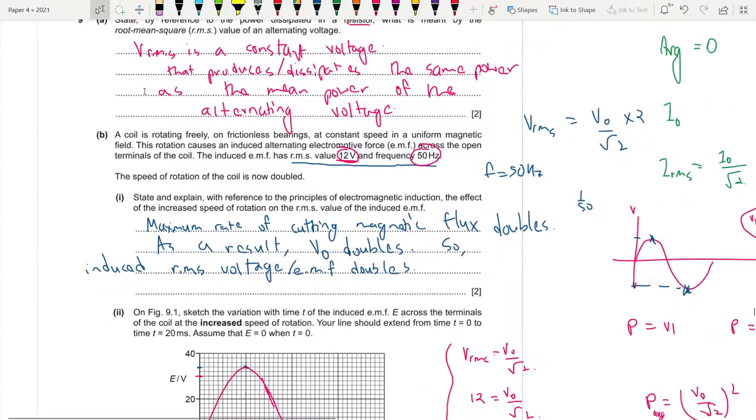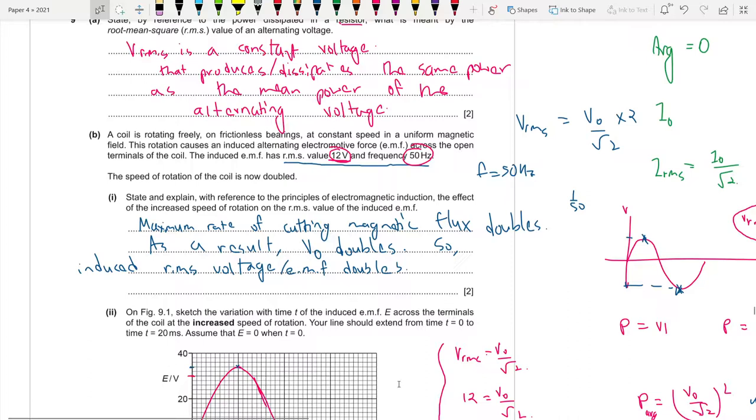Now the next one. A coil is rotating freely on frictionless bearings at constant speed in a uniform magnetic field.